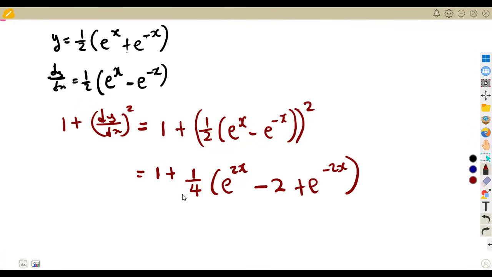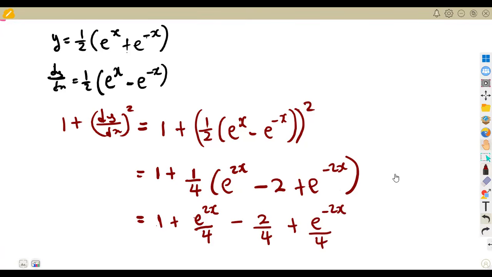So what can we do? We can combine, because we're supposed to have a single term. So this will be 1 plus, if you multiply throughout by 1 over 4, e to the exponent of 2x over 4, minus 1 over 4 times 2 is going to be 2 over 4, which is a half, which is minus a half. But I want us to maintain the denominator there, so just leave it like that, plus e to the exponent of minus 2x over 4. We have multiplied by 4 on each and every term.